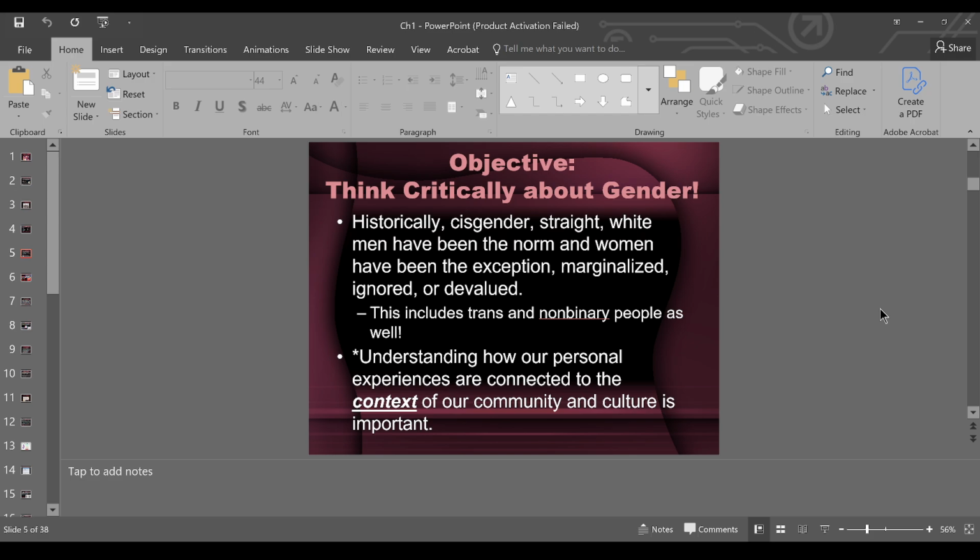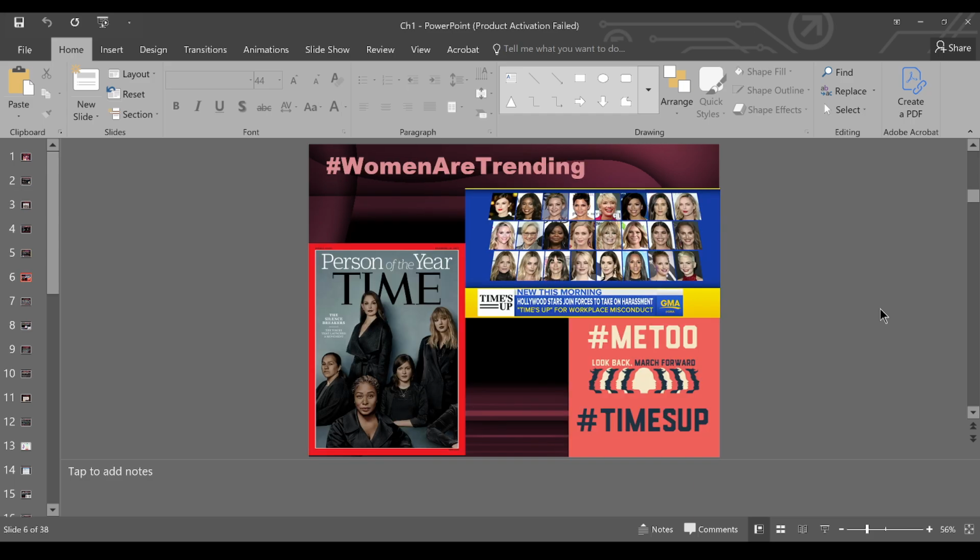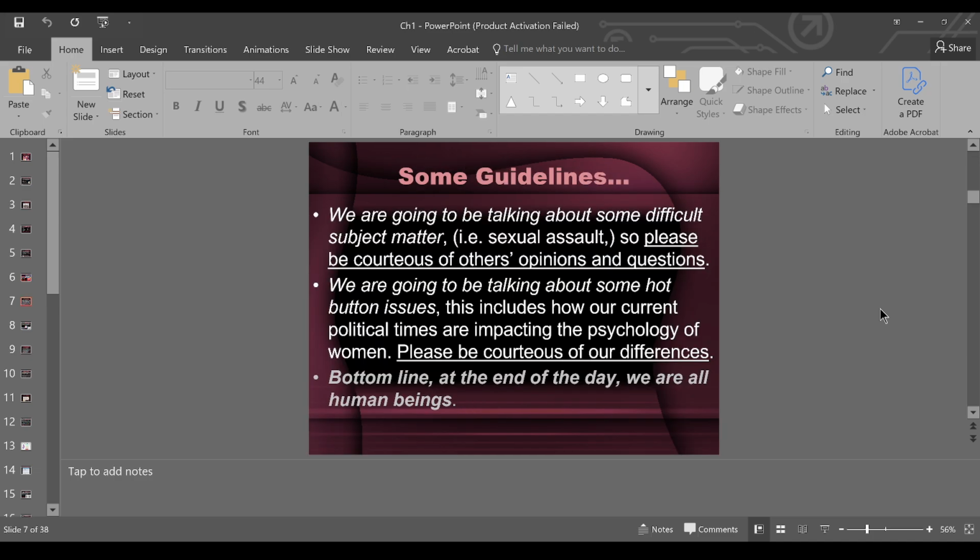We look more at understanding through each scenario and bullet point to know what exactly has been important in our community. Then we got women that are trending. You could see there are examples right here, Person of the Year, Time, and then we got the other one with Hollywood joining forces to take on harassment, and then the other hashtag, Time's Up. Maybe you could correct me if I'm wrong. And then we have some guidelines on what's going to be talked about here.